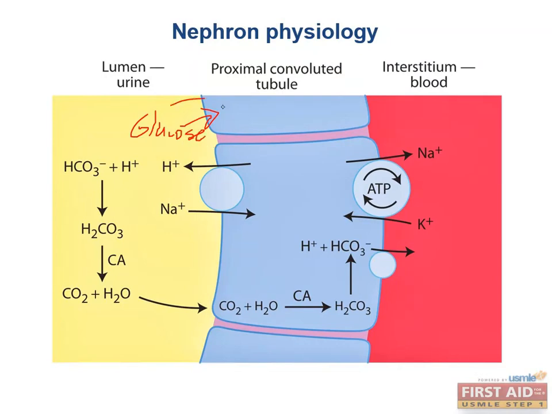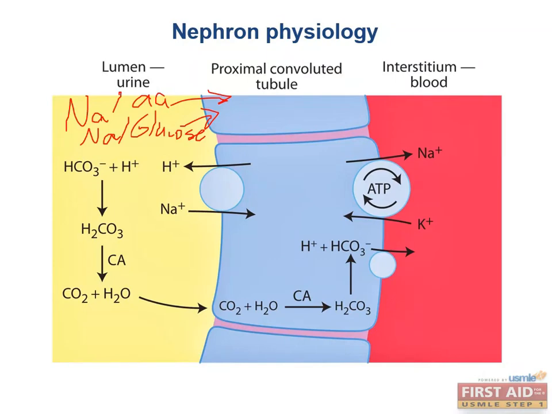The job of the proximal tubule is to reabsorb all of the glucose and amino acids. And remember that this is sodium cotransport. Most of the bicarbonate and sodium also gets reabsorbed here as well.